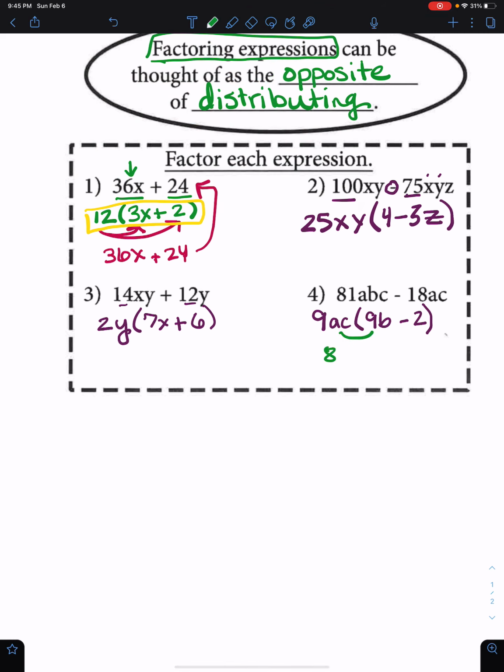9 times 9 is 81. AC times b is ABC. And then 9AC times -2 is -18AC. So we're sure we got it right, and that's the answer.